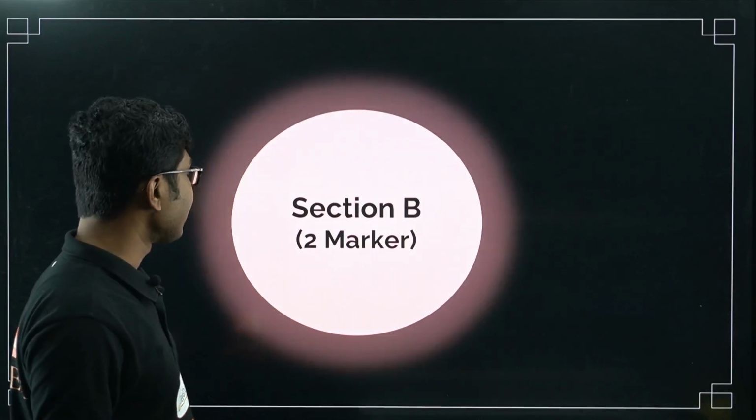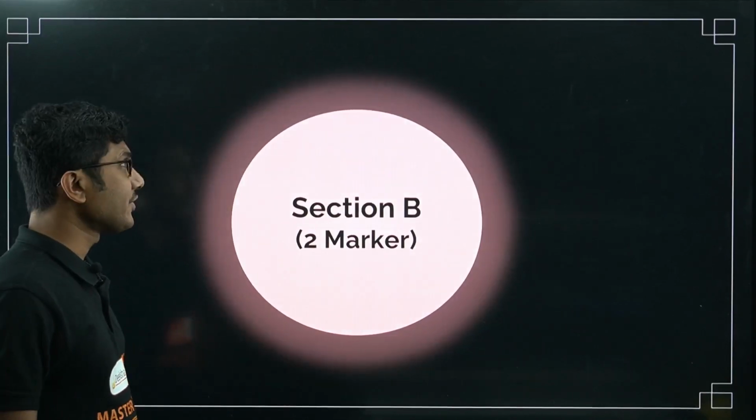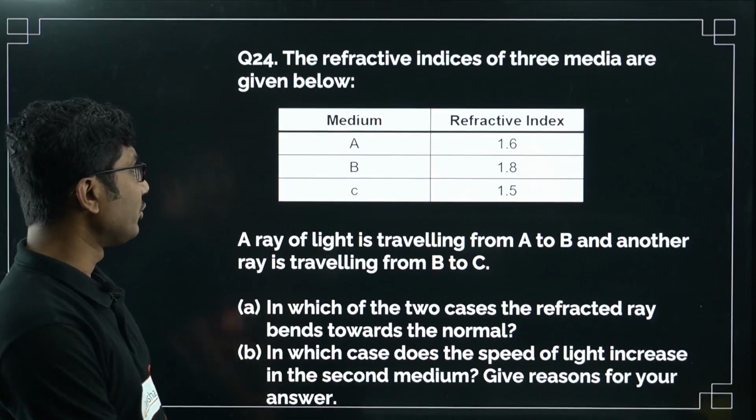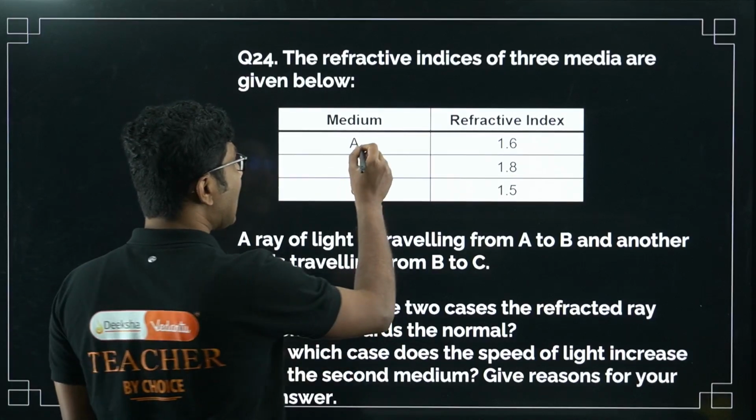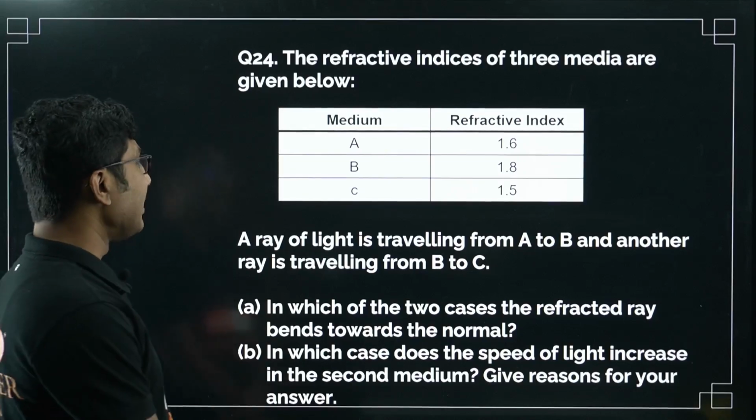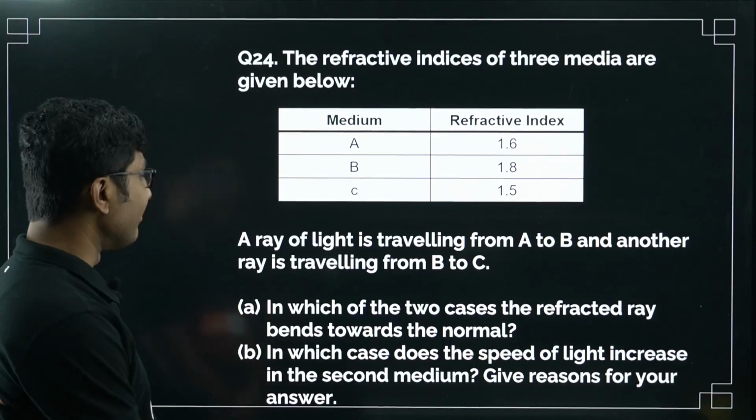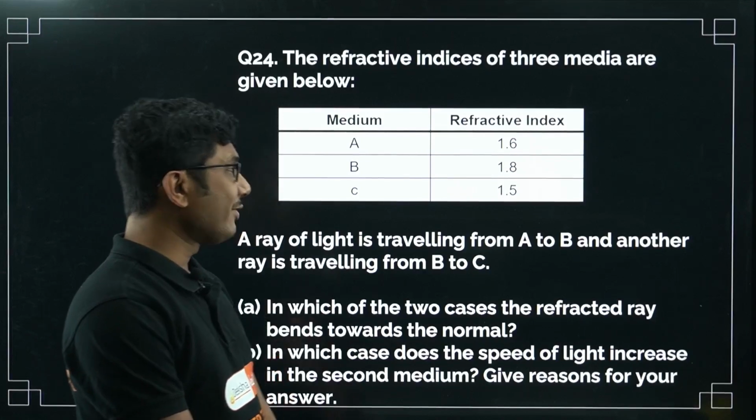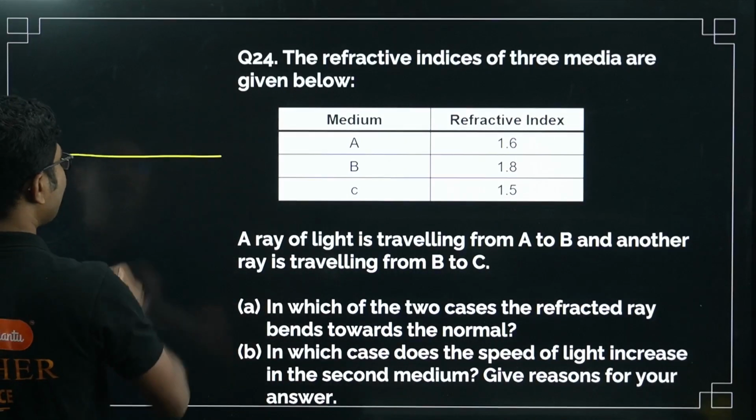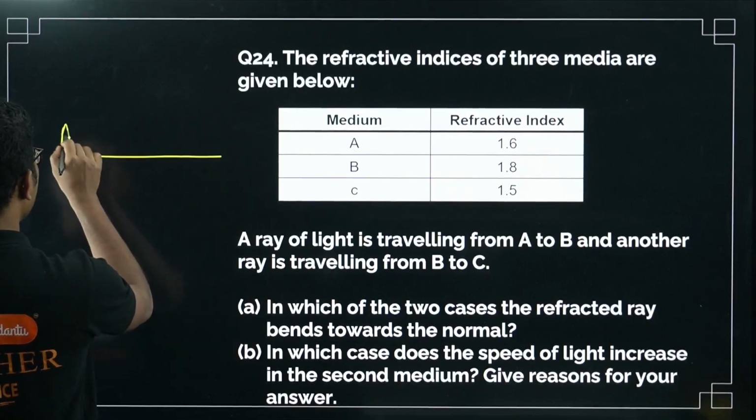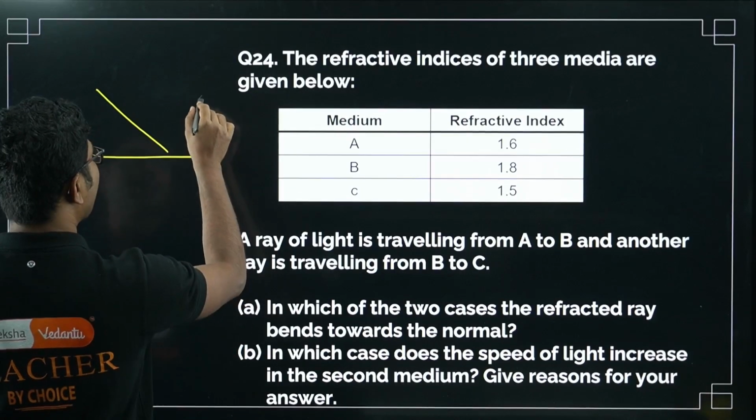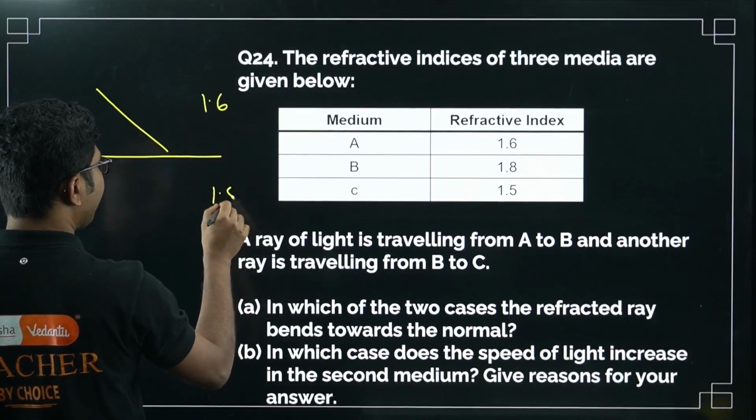Now let's move on to the next part, which is a 2-marker question. The refractive indices of 3 media are given below. Refractive index of A is 1.6, refractive index of B is 1.8, refractive index of C is 1.5. A ray of light is traveling from A to B and another ray is traveling from B to C. So first case, the ray is traveling from A to B. A has a refractive index 1.6 and B has a refractive index 1.8.